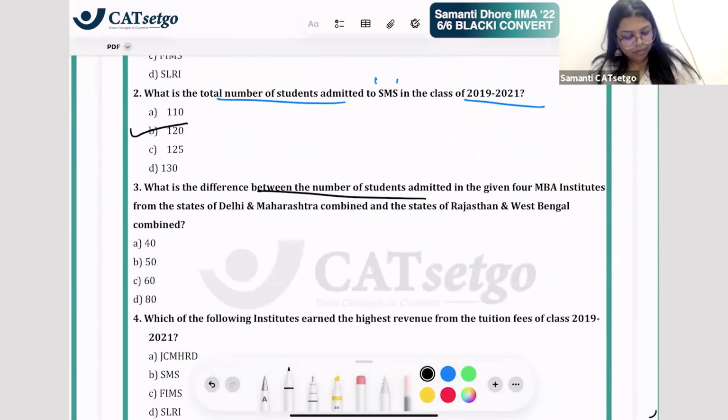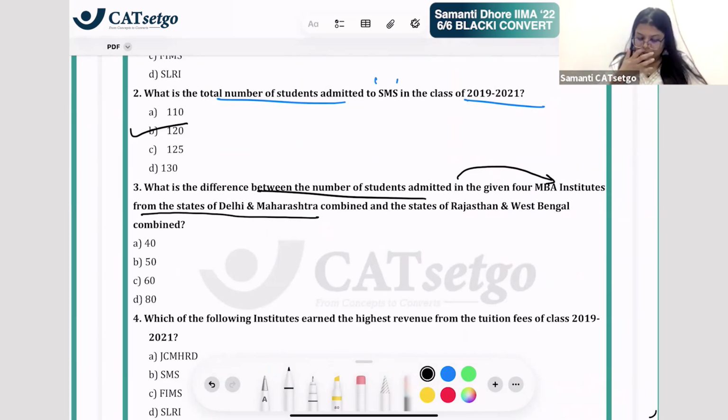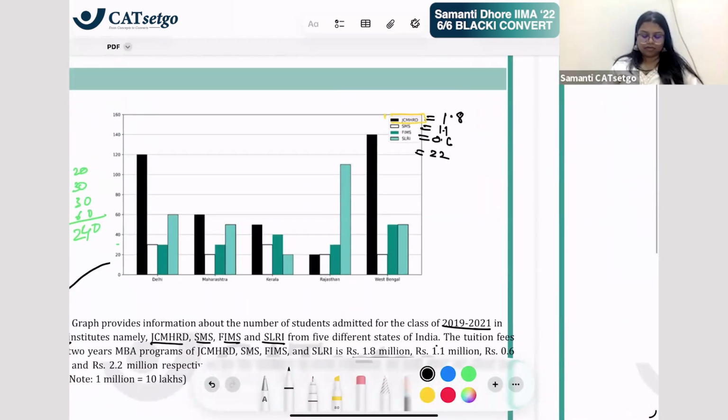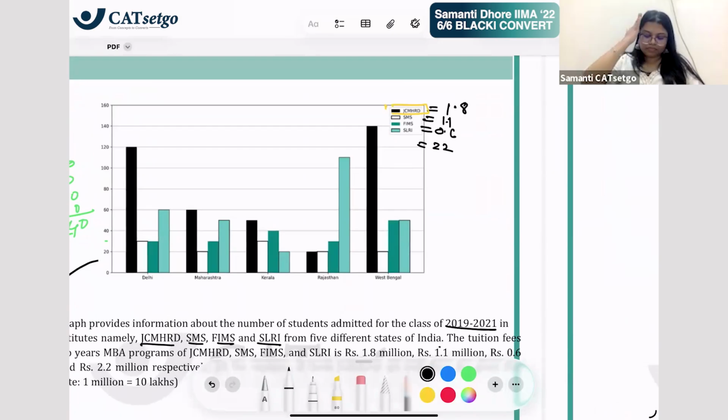Then what is the difference between the number of students admitted in the given 4 MBA institutes from the states of Delhi and Maharashtra combined and the states of Rajasthan and West Bengal combined? How will we do it? We will find the total of Delhi, the total of Maharashtra, and add these. We'll find the total of Rajasthan and West Bengal, add these two, and then subtract them to find the answer.